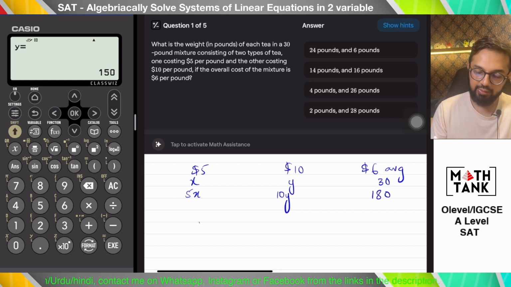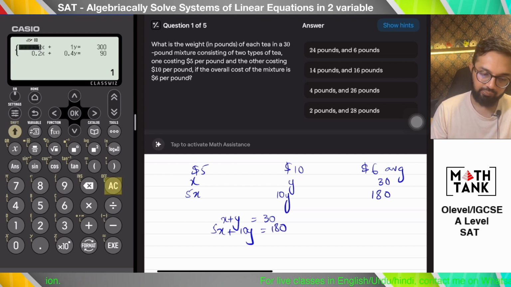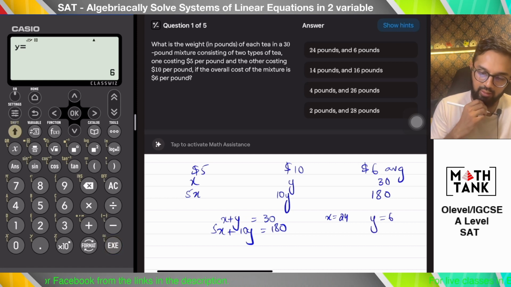So x plus y should add up in terms of weight, and they should also add up in terms of the amount that it's costing me. Okay, $24 and $6. Okay, 24 and $6.